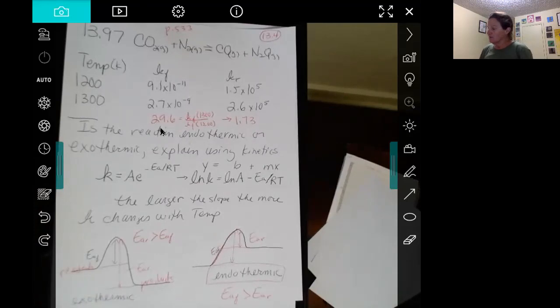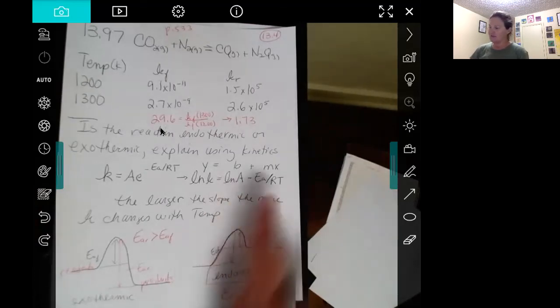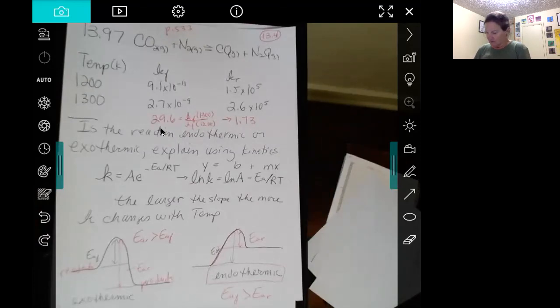You could also look at how, well, for this problem, I don't want to talk anymore because I want to make sure that you understand when it says explain using kinetics, you explain using rate constants and activation barriers. So you'll have another one that's similar where you'll look at what we know about how equilibrium constants change if they're endothermic or exothermic reactions. But for this one, I want to stop there to make sure that you understand that concept.